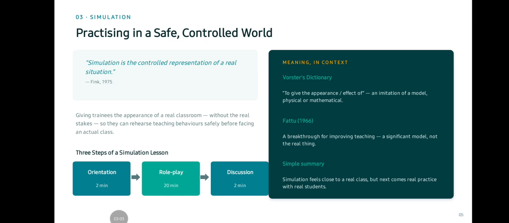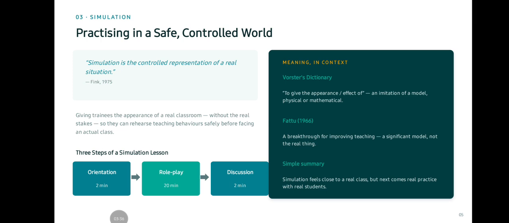Third is simulation, practicing in a safe, controlled world. Simulation is a controlled representation of a real situation, giving trainees the appearance of a real classroom without the real stakes, so they can rehearse teaching behaviors safely before facing an actual class. So there are 3 steps of simulation lesson: orientation 2 minutes, role play 20 minutes, discussion 2 minutes.